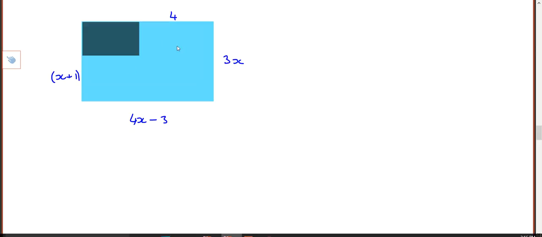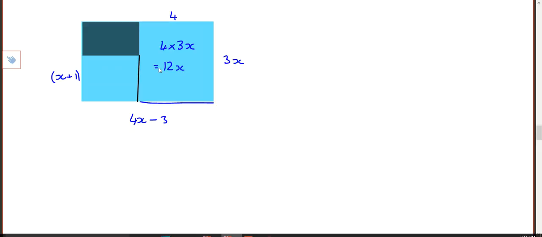So, what we've got to do then, as normal, let's break it. This is what I think all of you tried to do. One way would be to work out the whole big one and subtract the small one. A lot of people broke it. Now, if you're going to do that, we then need to know these lengths. So this length is 4. So the area of this one is 4 times 3x, which is 12x.